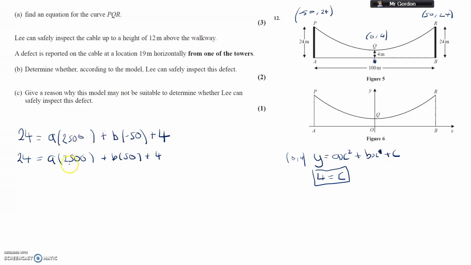Tidying both of these up, I'm going to take away the 4 from both sides. So I'm going to end up with 20 is equal to 2,500a minus 50b, and also 20 equals 2,500a plus 50b.